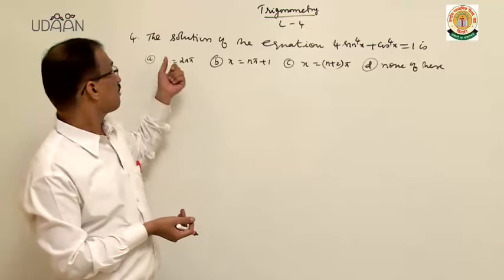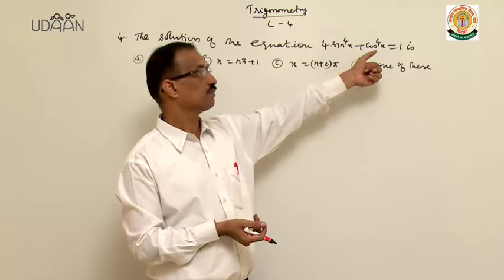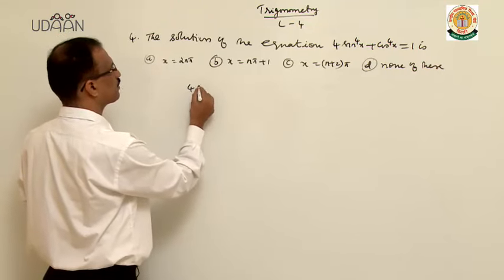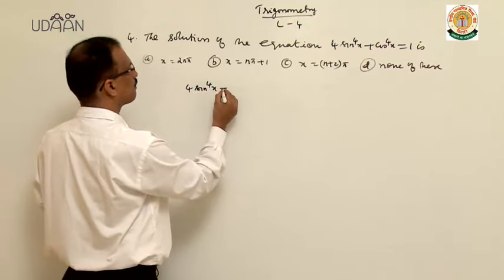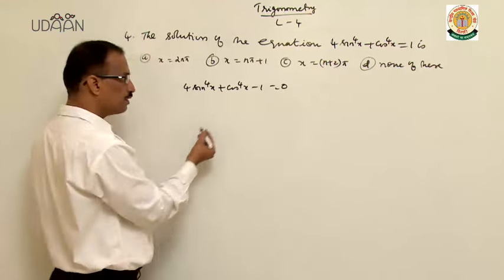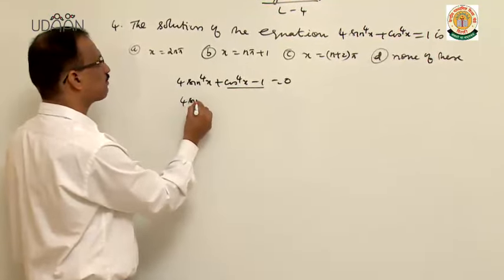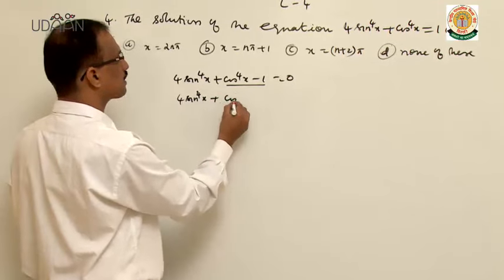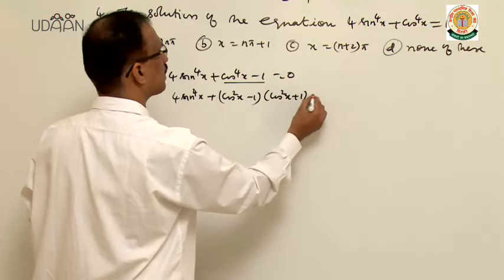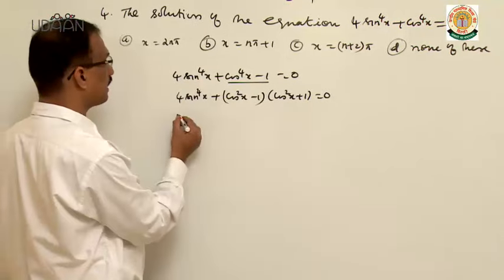Now the next question. The solution of the equation 4 sin power 4x plus cos power 4x equal to 1 is. So let us rewrite this equation as 4 sin power 4x plus cos power 4x minus 1 equal to 0. This looks like a square minus b square. So we write this as 4 sin power 4x plus cos square x minus 1 into cos square x plus 1 equals 0.